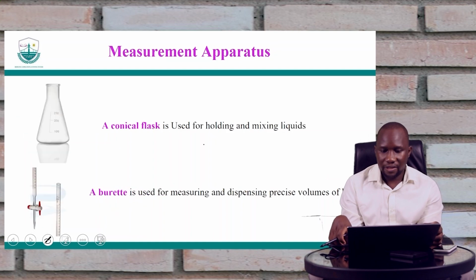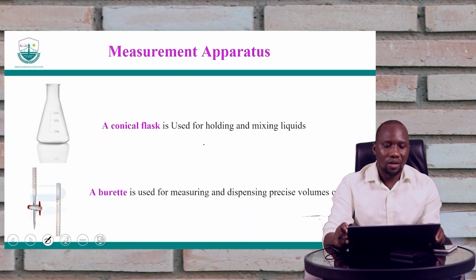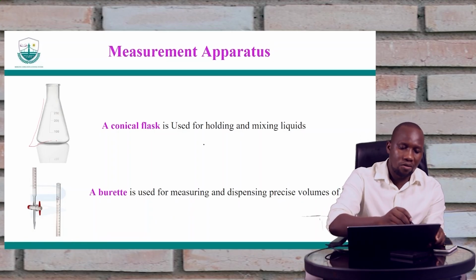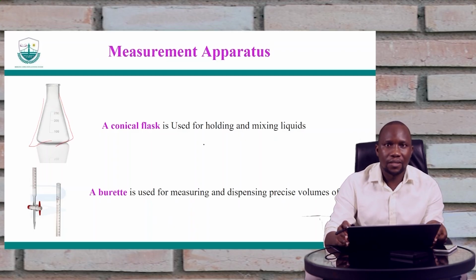So we move to the next, conical flask, based on the shape. This is a cone-like structure, cone-like shape. Okay, that is a conical flask. Graduations, that means it can be used for measuring because of the graduation, but you can use it for holding and also mixing. And then we have the burette.